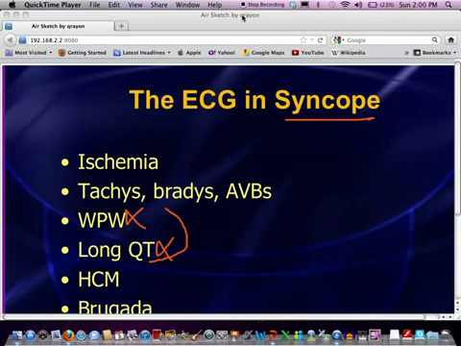So, short case, kind of a nice case. Don't miss WPW. Look at the intervals in every post-syncope EKG. I've said it 100 times now. Look at the intervals. That makes it 100 to 1.